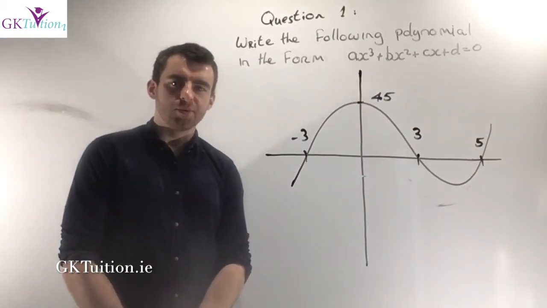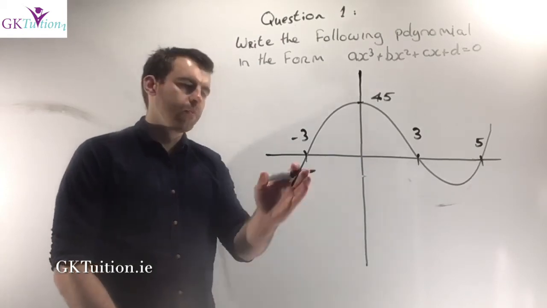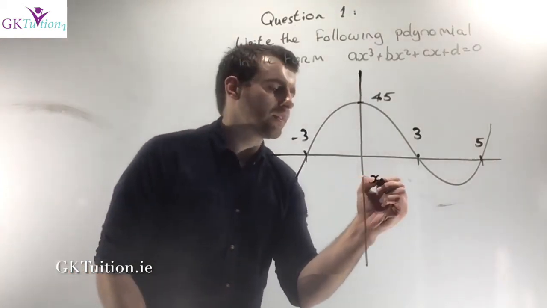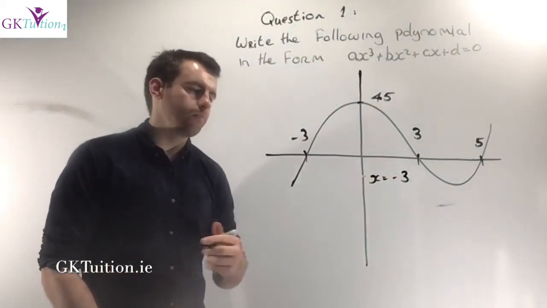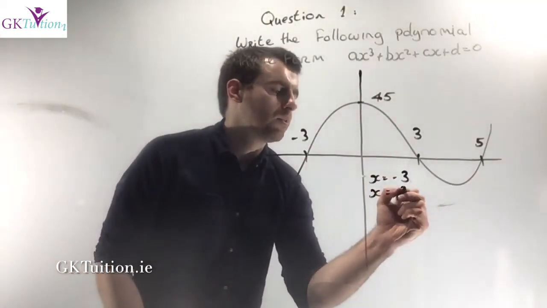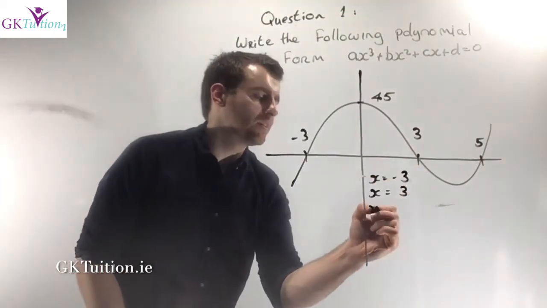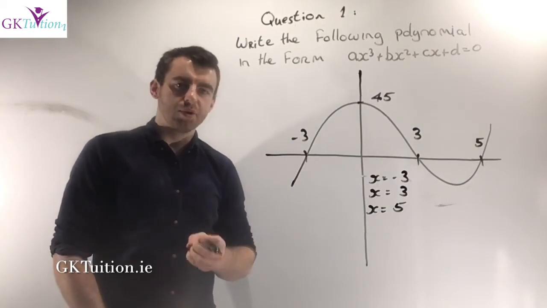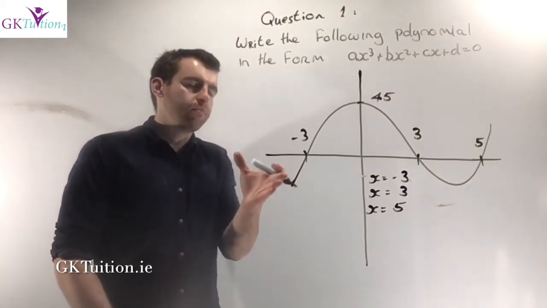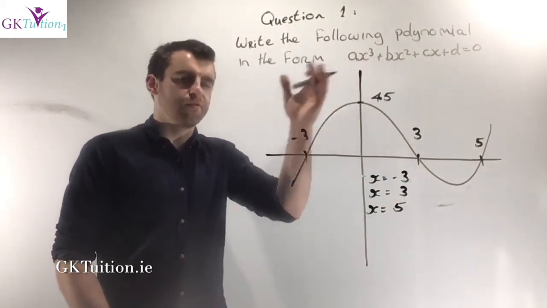Okay, so to start this one off, I need to identify the roots. The first point where the curve crosses the x-axis is at minus 3. So I'll write that root as x equals minus 3. The second one is x is equal to plus 3, and the third one is x is equal to 5. I'm going to take each of these roots and convert them into factors and multiply them by each other so that I can write my cubic or my curve in this form.